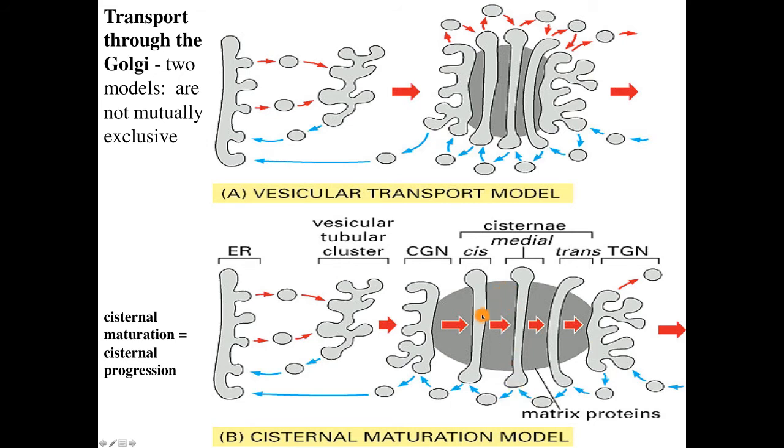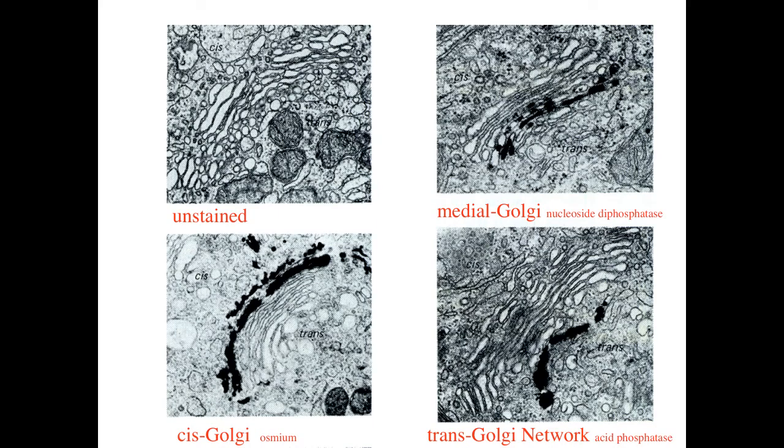So the key with this one is each stack of the Golgi moves forward and a new stack comes in and takes its place. So the models are not mutually exclusive, and it may be that in real life different components of each model will explain different metabolic conditions in a cell.